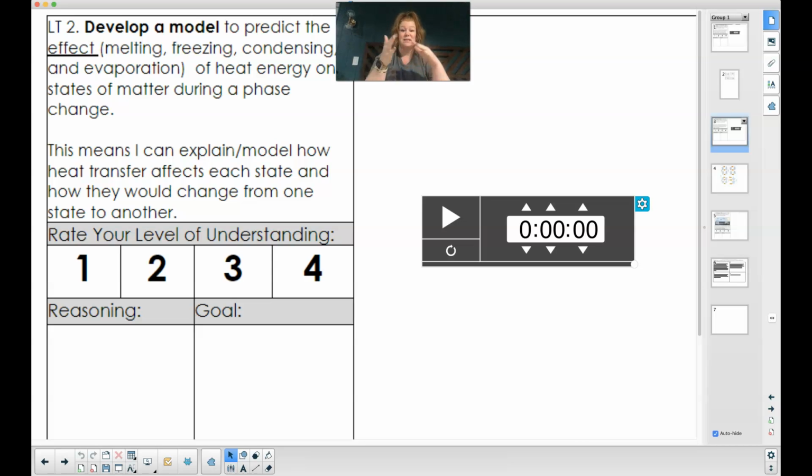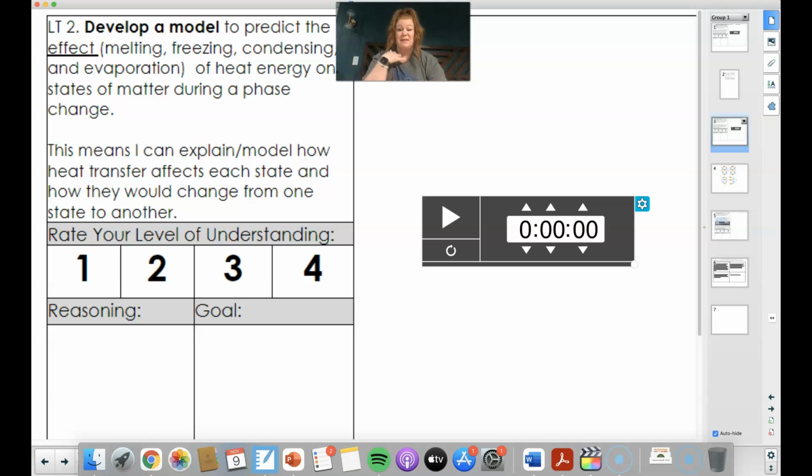So how does that heat being added or taken away affect these states of matter? How does it change them? So you can draw a model and then explain the heat transfer when we're adding heat or taking away. How is it changing from one to another?